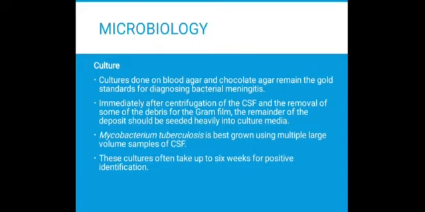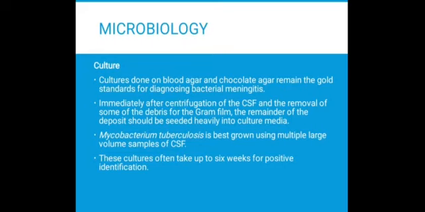Now with culture. Culture done on blood agar and chocolate agar remains the gold standard for diagnosing bacterial meningitis, but can also be cultured on MacConkey agar and fluid thioglycolate. After centrifugation of the CSF and removal of some for the gram film, the remainder of the deposit should be seeded heavily into culture media.